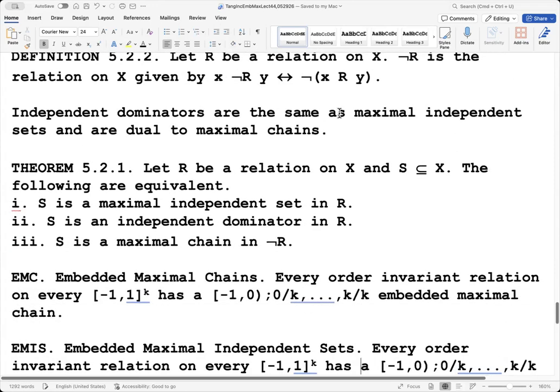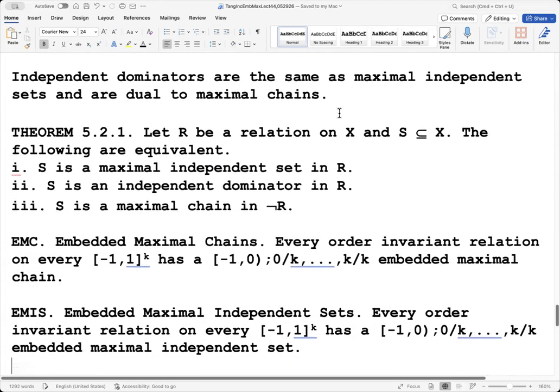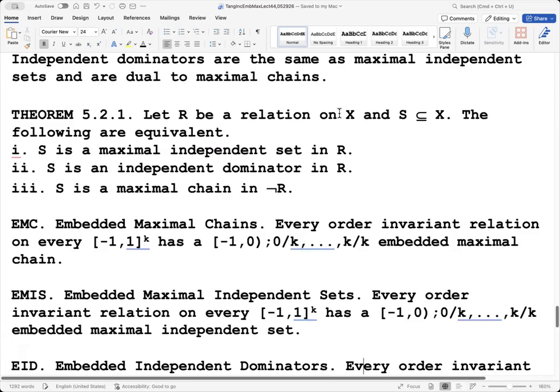Okay, and now we just have this consolidation. Let R be a relation on X and let S be a subset of X. The following are equivalent. S is a maximal independent set in R. S is an independent dominator in R. And S is a maximal chain in the complement of R.